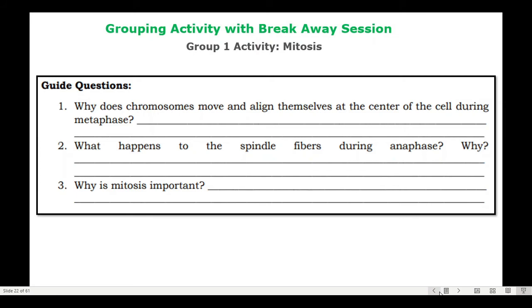What happens to the spindle fiber during anaphase? The spindle fibers shorten. Kaya siya naghihiwalay. Okay? Why? Ba't nag-shorten? Para ma-divide yung cell later on. Why is mitosis important? It's for growth, repair, regeneration. Okay? Kasi meron tayong mga parts ng katawan na laging na-burn out, yung tissue, yung cell, na kailangan i-repair. Okay? At ma-reproduce para masustain yung buhay natin.